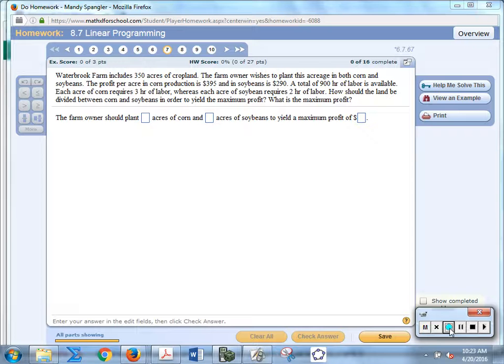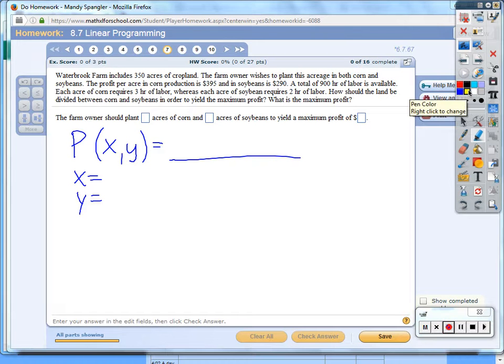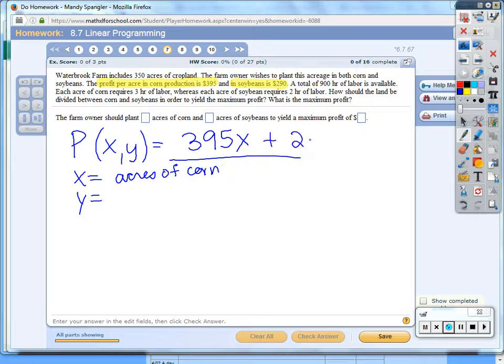Which of these numbers have to do with your profit? Profit in corn is $3.95, soybeans $2.90. So what am I going to do for my profit equation? $3.95 times X, which is going to be acres of corn, plus 2.90 times Y, and Y is acres of soybeans.